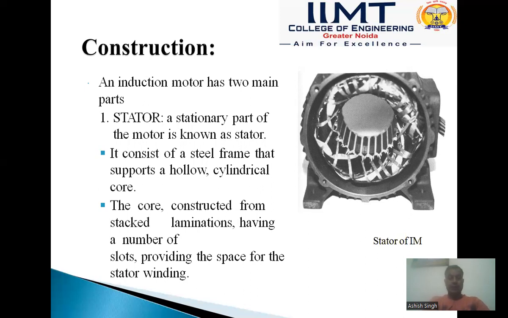So it consists of a steel frame that supports a hollow cylindrical core. The core is constructed from stacked laminations having a number of slots, and we provide three-phase stator winding in these slots. The three-phase winding may be connected in star as well as delta, which depends on the power required.